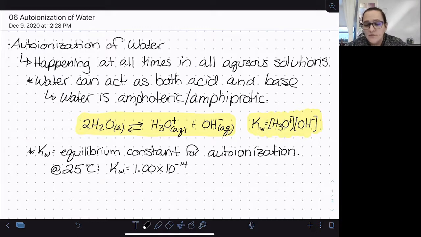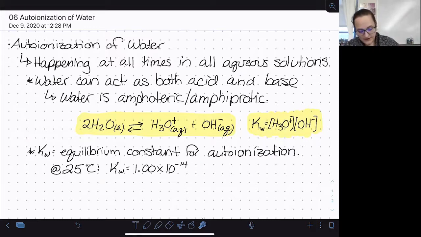So it is very small, meaning that this is a very reactant-favored reaction. Not a whole lot of hydronium and hydroxide are forming, but a little bit. And the product of those two concentrations is always equal to Kw, which as long as we're at room temperature is 1 times 10 to the minus 14th.